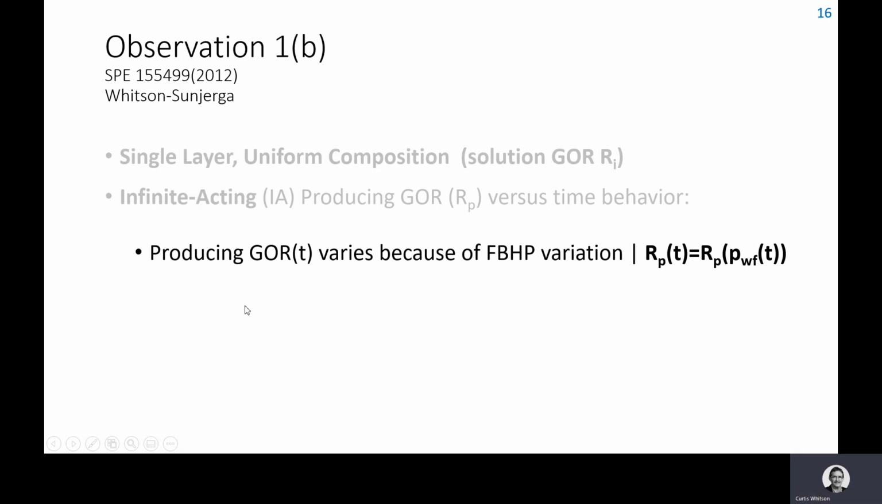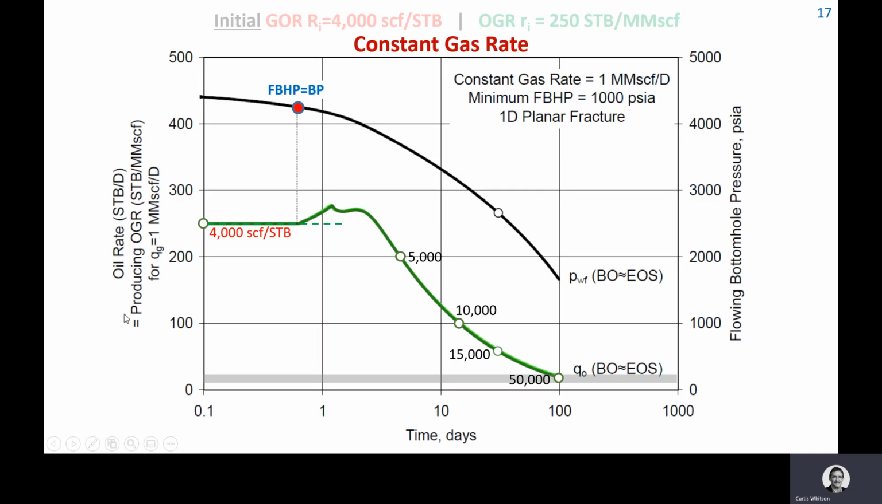So basically the GOR variation with time that is seen in basically all of these tight unconventional wells is mainly coming from the fact that the bottom flowing pressure is changing with time. And this was shown in that paper as an example where we're producing at a constant gas rate. So the flowing bottom hole pressure is dropping. It reaches the bubble point here.